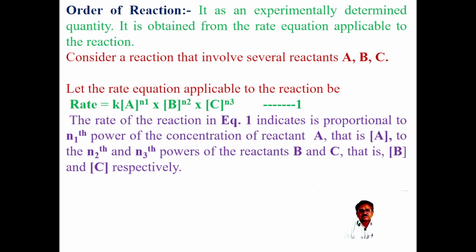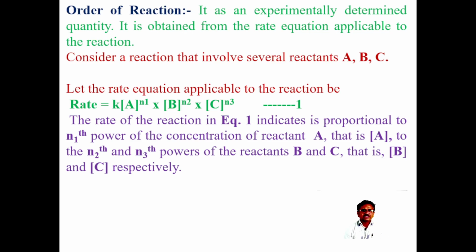Let us see the further concept of order of reaction. The order of reaction is an experimentally determined quantity, we have to keep in mind. It is obtained from the rate equation applicable to the reaction. See, order of reaction cannot be predicted simply from theoretical equations.